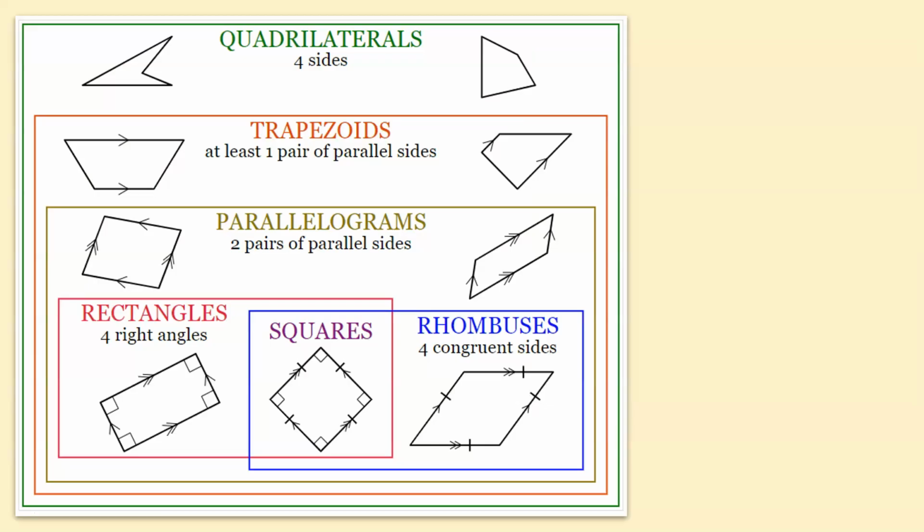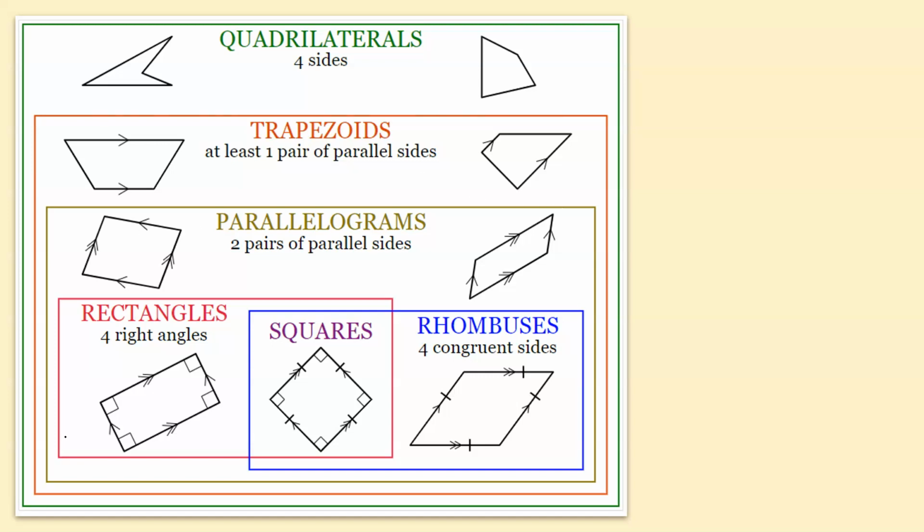So those are your main quadrilaterals. And this is kind of the Venn diagram that it shows on Delta Math, which shows how all of these shapes relate to each other. So you have the quadrilateral. So everything inside is a quadrilateral. And then within quadrilaterals, you have trapezoids. So trapezoids have at least one pair of parallel sides.